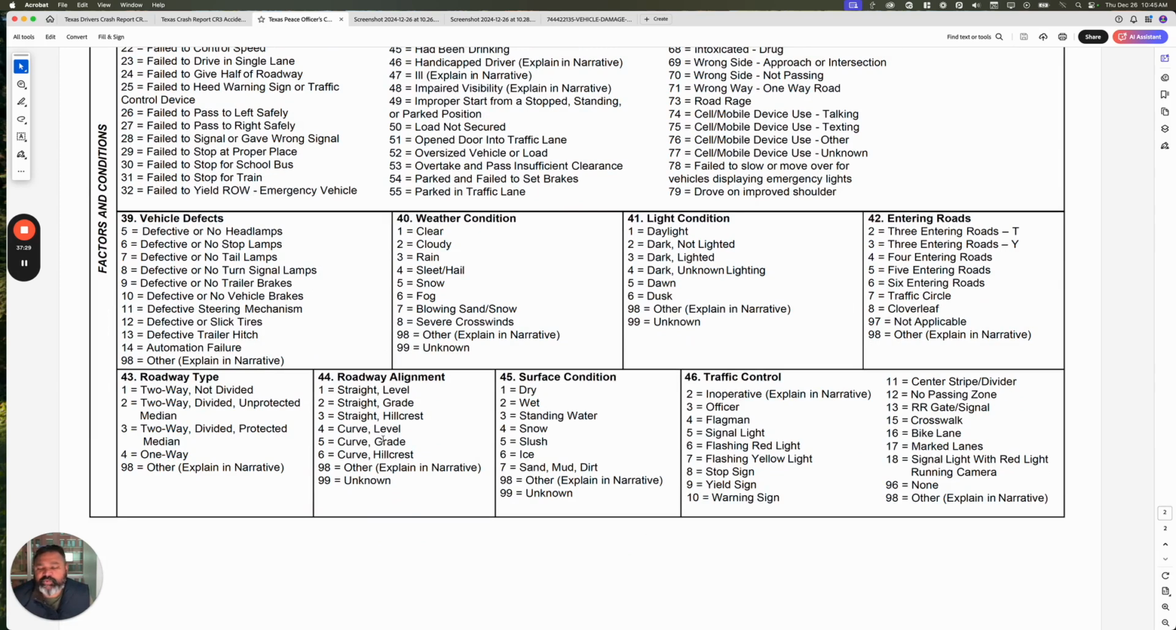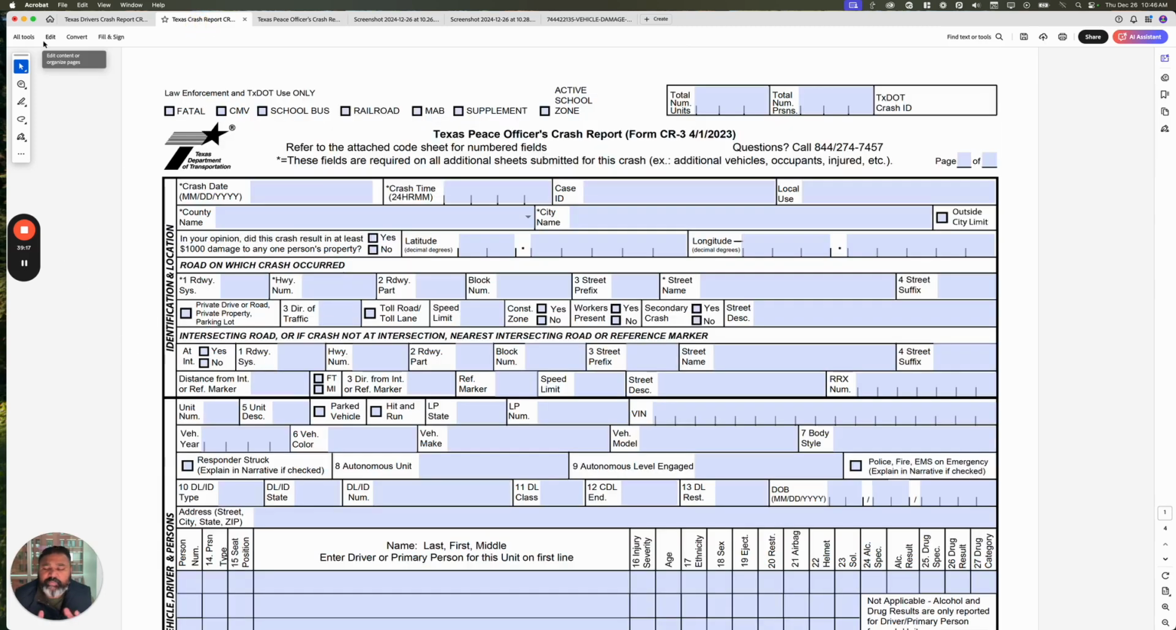The report ends with other factors, including vehicle defects, weather that could have contributed, as well as surface conditions, and notes about the traffic control devices. So for example, was the traffic light not working? There's a way for officers to mark that. A couple of big takeaways for the officer's crash report. One, you need to know what the accompanying code sheet says so that you can decode the values the officer has put into this report.